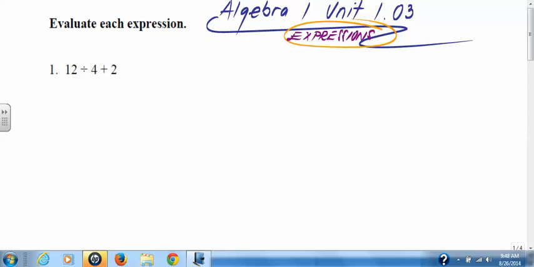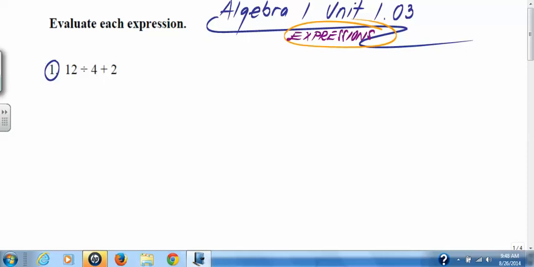Let's do some problems. I bet you're ready for it. Okay, evaluate each expression, and we have problem number 1. That's problem number 1. 12 divided by 4 plus 2.